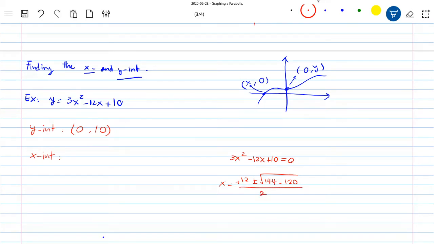Divide by 2 times 3, which is 6. Okay. In this case, it wasn't possible to factor it out. So the x-intercept is not a nice number that you can guess.